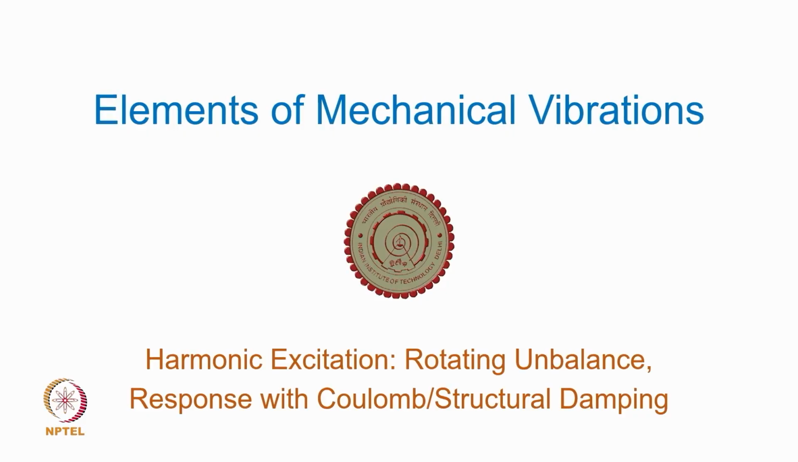Hello and welcome to this lecture of the course Elements of Mechanical Vibrations. In the previous lecture, we discussed the response to harmonic excitation wherein the force amplitude was constant. In today's lecture we will discuss how the response to a rotating unbalance is obtained, particularly because in the rotating unbalance case the amplitude of the excitation force is going to change with the rotational speed. And in the later part of the lecture, we will discuss how the response is obtained when the damping is not viscous damping, but is a structural or a Coulomb kind of damping.